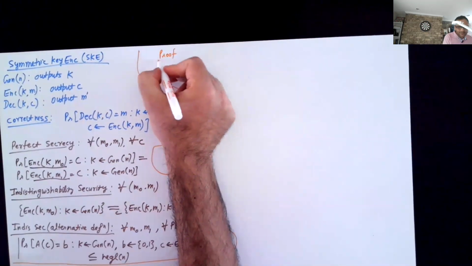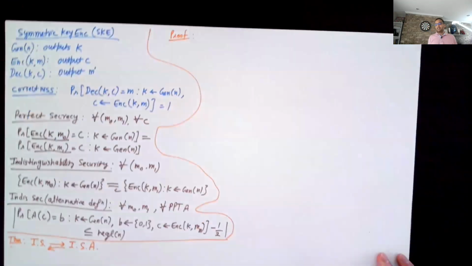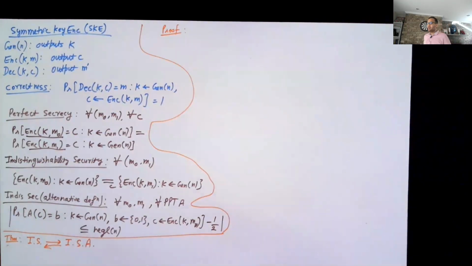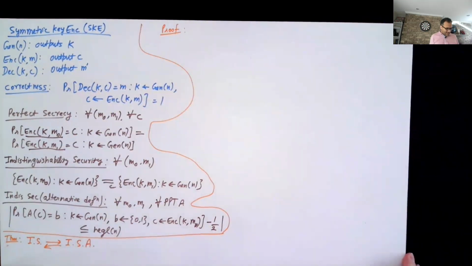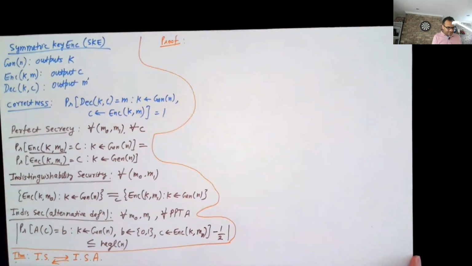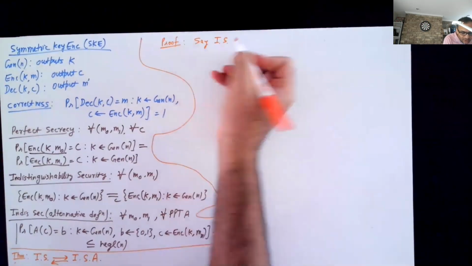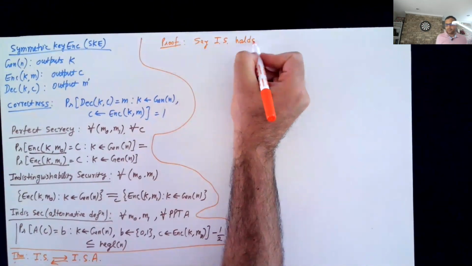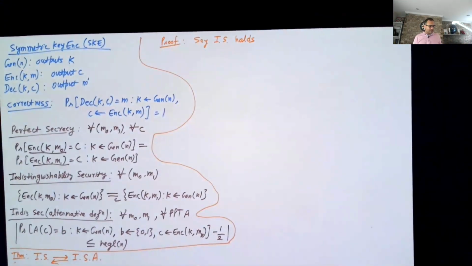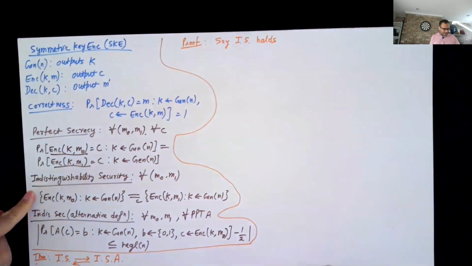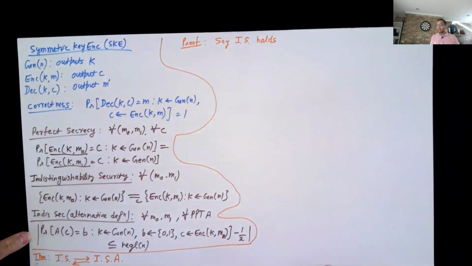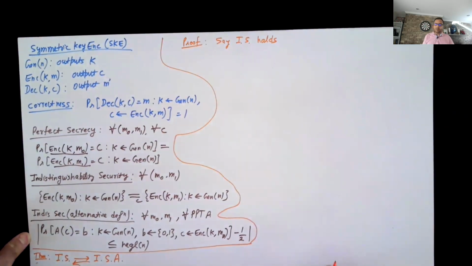Again, we will just do one direction, and the other direction is just doing all the steps in the reverse order. So suppose indistinguishability security holds. You are given that your scheme satisfies this definition, and we want to prove that this implies the scheme must also satisfy this alternative definition.